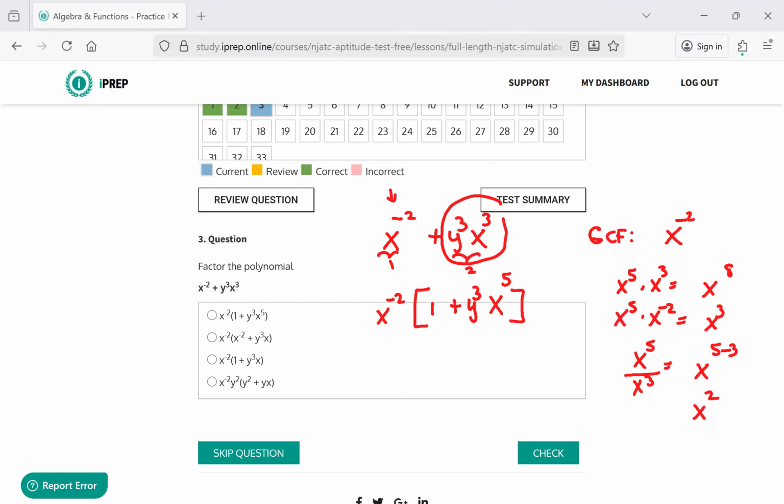So why is it 5? Because remember, when you're multiplying, you're adding. So what is x to the 5 times x to the negative 2? That is x cubed. Okay, we want x cubed. So that's why I use x to the 5. And we can't factor this anymore. So what's our answer? It is this one, right? This is x to the negative 2 times (1 plus y cubed x to the 5). So it is this one. Okay, so you just have to know your exponent rules, and you can figure out what your GCF is.